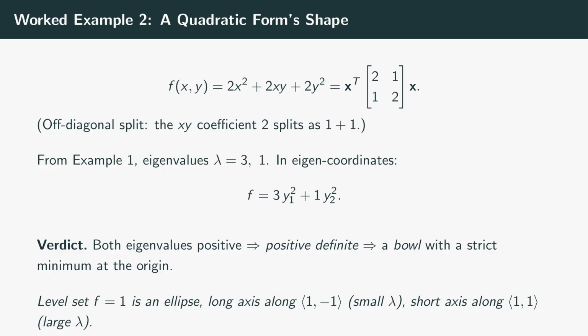In eigencoordinates, the form becomes 3 times the first coordinate squared plus 1 times the second coordinate squared, a clean sum of squares. Both eigenvalues are positive, so the form is positive definite, and the surface is a bowl with a strict minimum at the origin. Its level set, where f equals 1, is an ellipse. The long axis points along the direction (1, negative 1), the small eigenvalue, where the surface climbs slowly, and the short axis points along (1, 1), the large eigenvalue, where it climbs steeply.